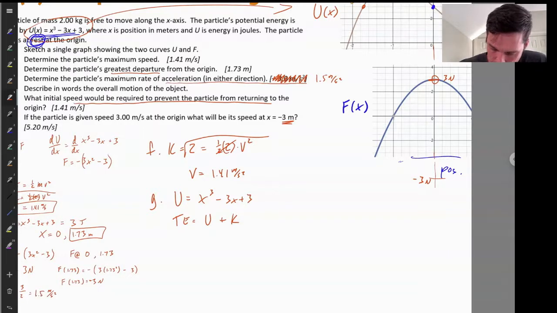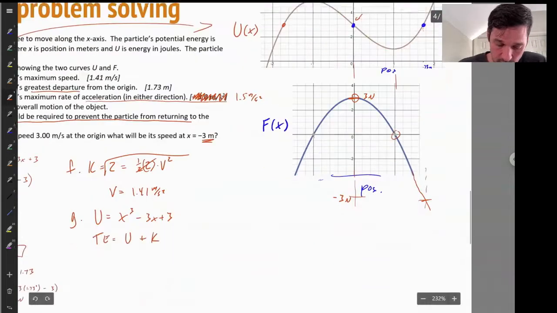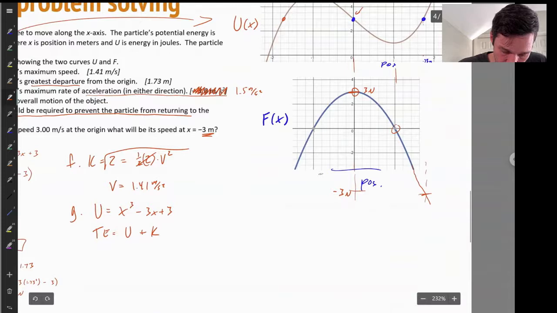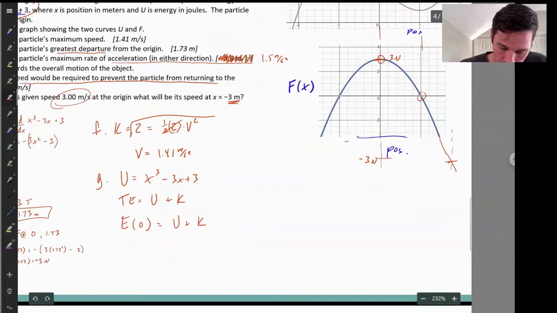And we want to know what will be its speed at x equals negative 3 meters. One thing we know is how much potential energy it has right here. It's clearly at 0.0, it's got 3 joules of potential energy. So the total energy at 0.0 is going to be however much potential it's got plus however much kinetic it's got with this original speed. So that would be 3 joules plus 1/2 times the mass, 2, times, it's going 3 meters per second, so that's going to be 9. So it's going to have a total at position 0, total energy of 12 joules.